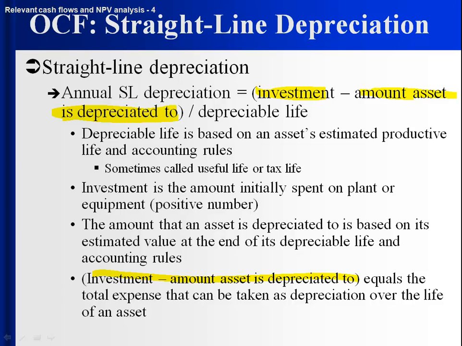So here we have the depreciable life. The investment minus the amount it's depreciated to is the total amount, and then it just gets spread evenly out over a number of years. Where does that come from? It's a combination of the estimated productive life and accounting rules. Sometimes it's also called the useful life or the tax life. So you basically have the total amount of depreciation you get to take, and you split it evenly over a certain number of years.